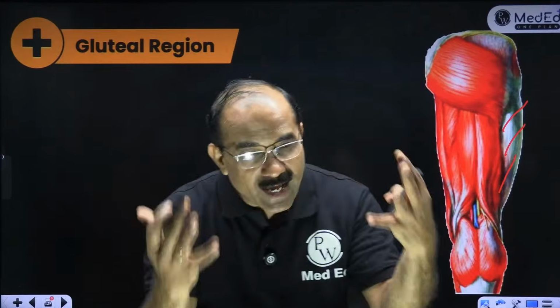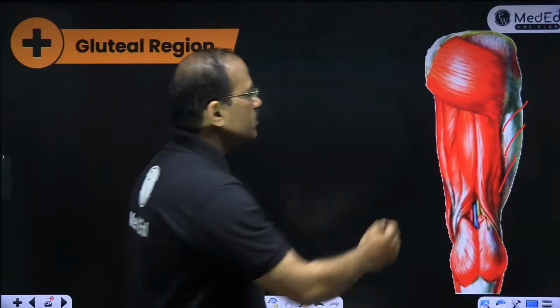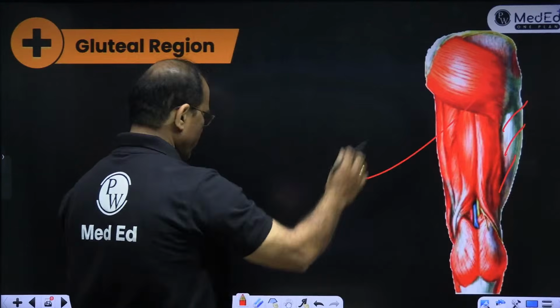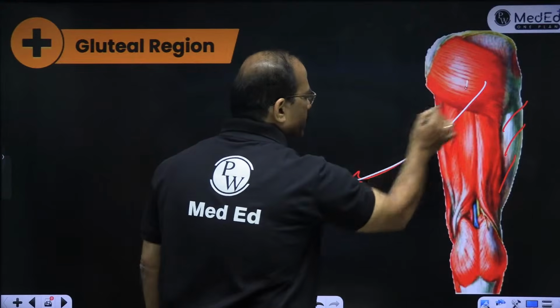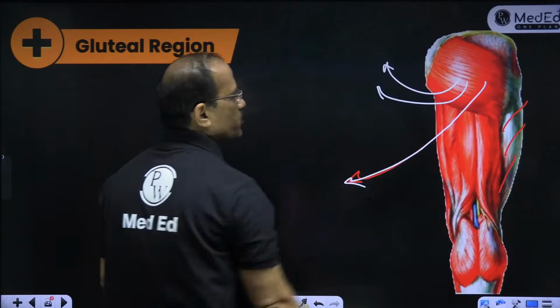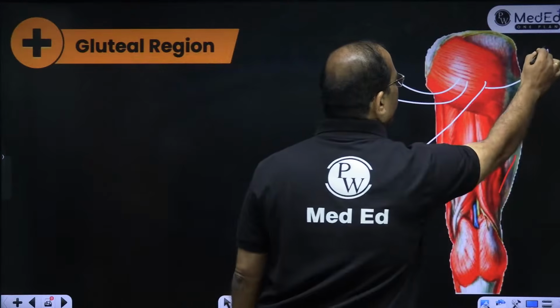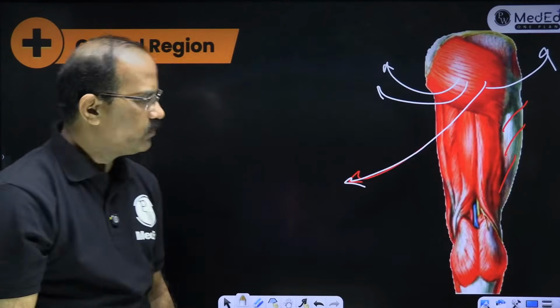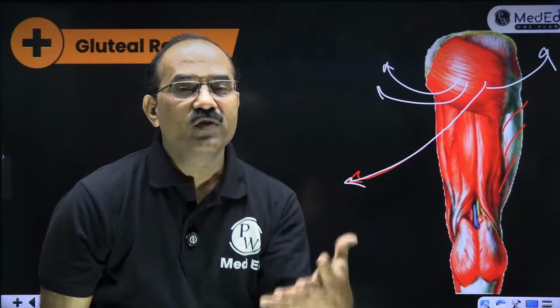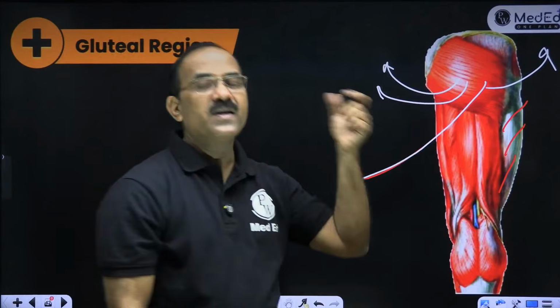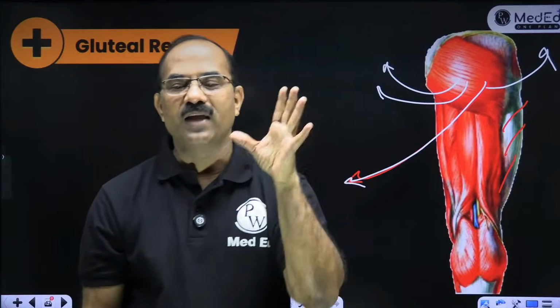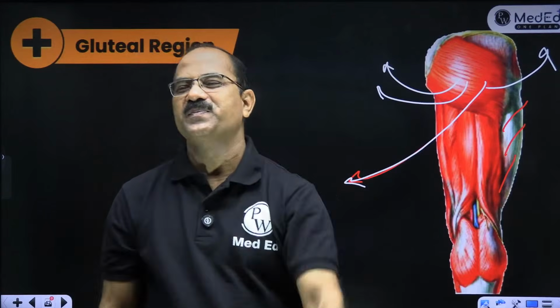What is the main action of gluteus maximus? It is a chief extensor of the hip joint. It takes the hip joint backwards. It's also a lateral rotator of the hip joint. And third, it's an abductor, a very weak abductor. So the main action of gluteus maximus is extension at the hip joint, second is lateral rotation, and third is abduction at the hip joint.